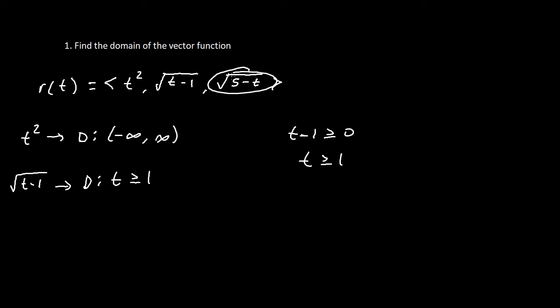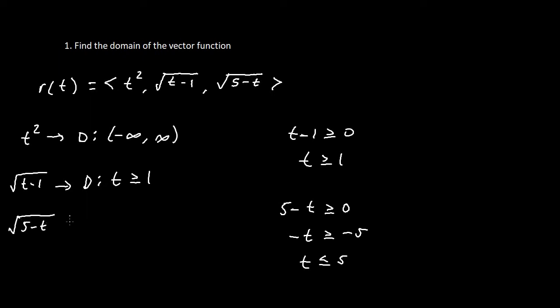And now for the square root of 5 minus t, we can set 5 minus t greater than or equal to 0, since once again we cannot have a value less than 0 under the radical. If we subtract 5, negative t is going to be greater than or equal to negative 5, and if I divide by the negative value, I must flip the sign, so t in this case must be less than or equal to positive 5. That is going to be the domain of the square root of 5 minus t. So go ahead and put t is less than or equal to 5.